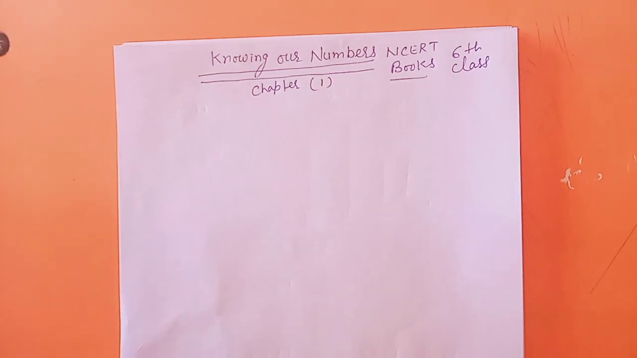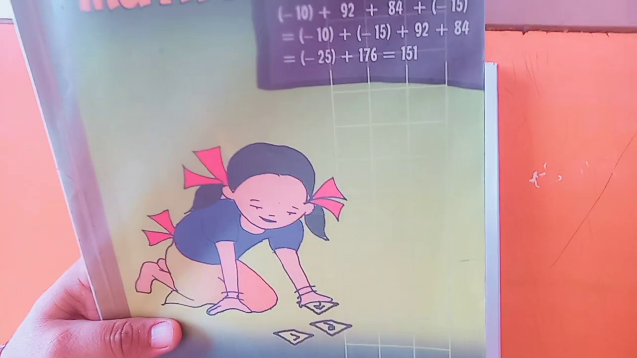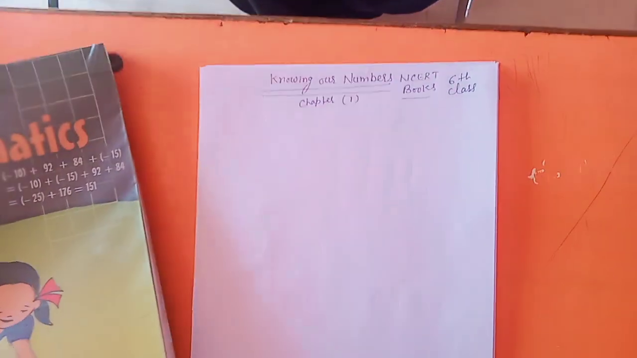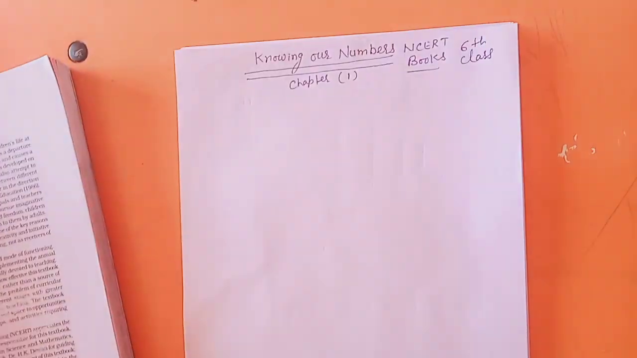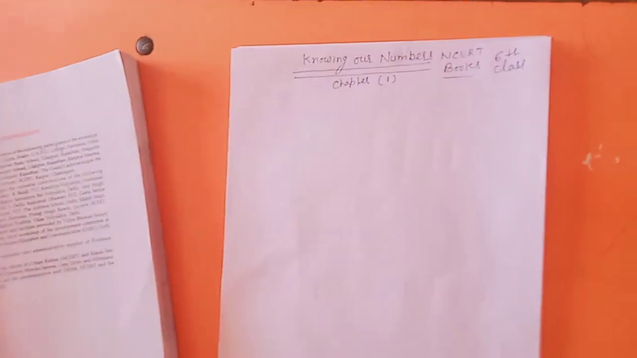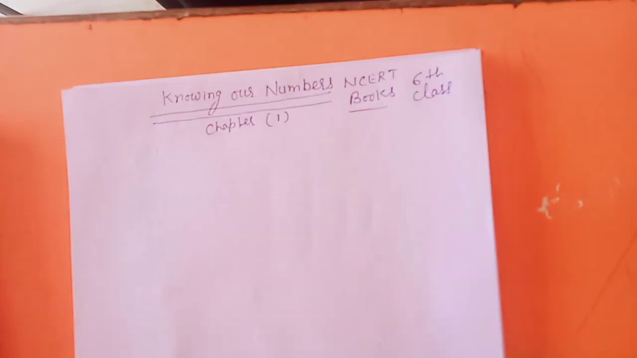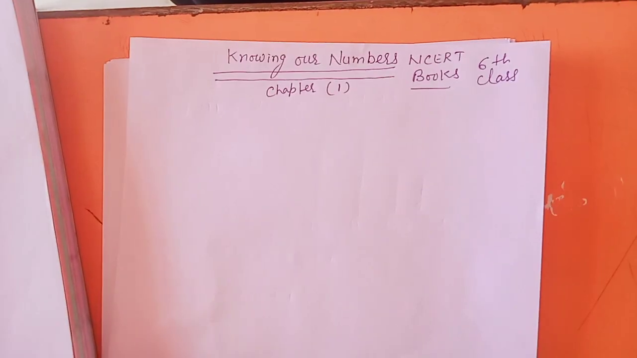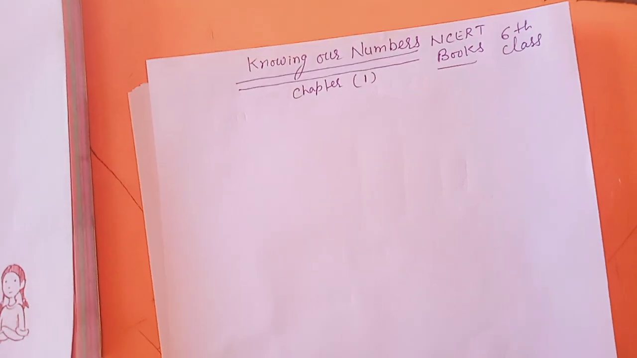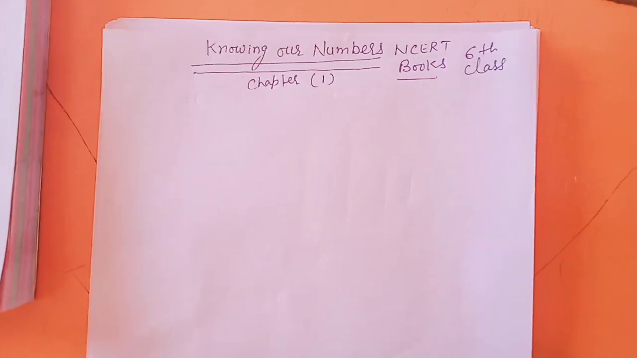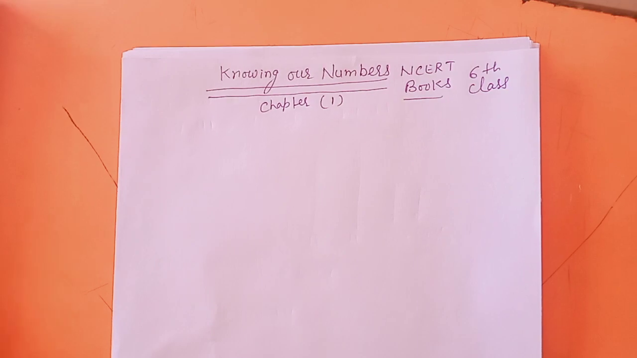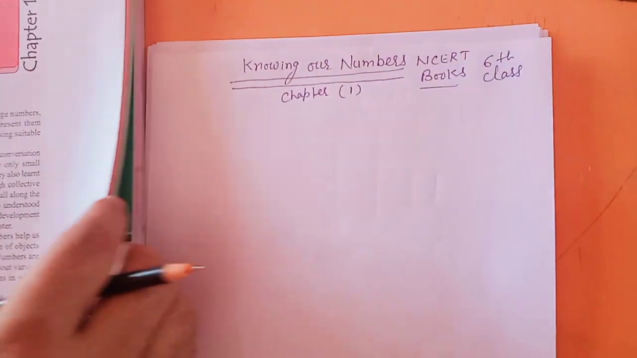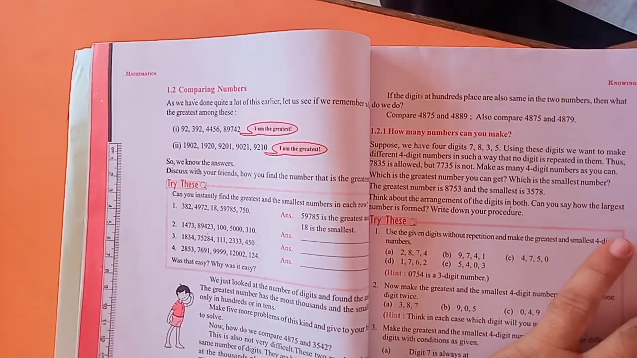Today I will teach you 6th class NCERT books of mathematics, chapter number 1. What's the name of the chapter? Knowing our numbers. As you know from previous classes about the numbers, here your first topic is given: comparing numbers.